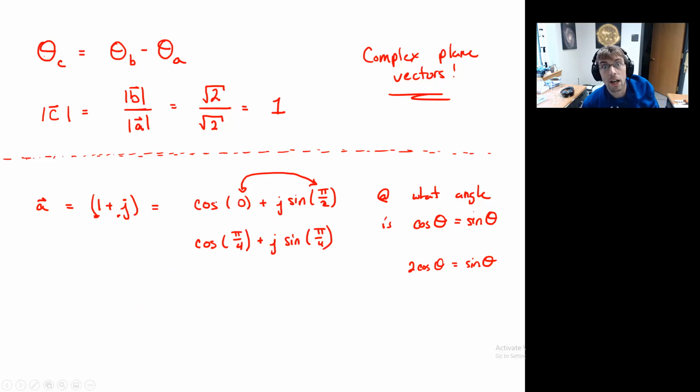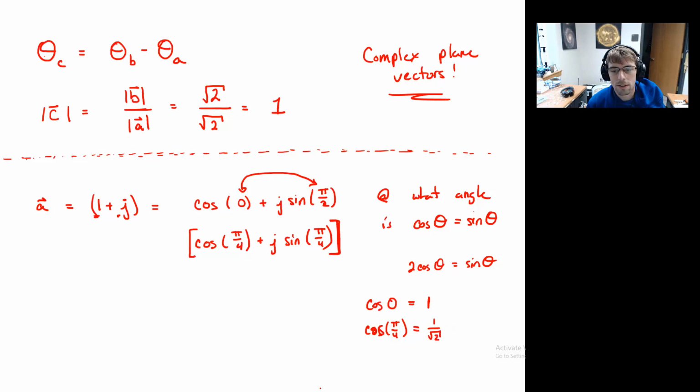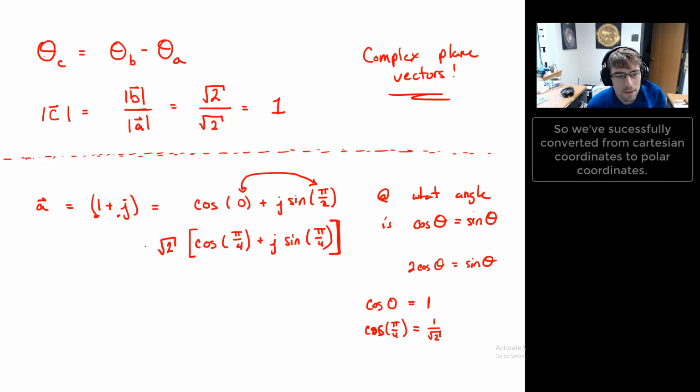And so you notice now, instead of having unequal angles, I have the same angle. And the only problem is that now the length of my vector is wrong, right? I went from cosine of 0, which equals 1, to cosine of pi over 4, which equals, yeah, you got it, 1 over root 2. So what must I do to my phasor to rescale it to the proper length? I multiply by the square root of 2. And boom, I've got it.